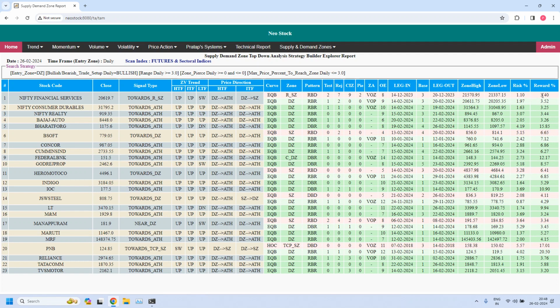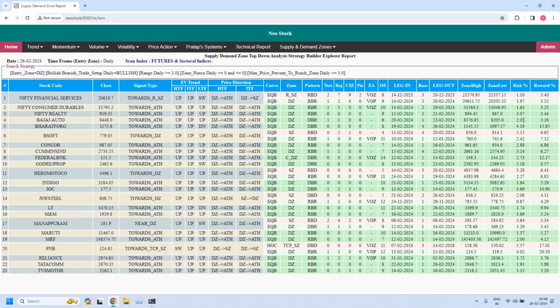All these have a minimum reward of 3%. Maximum is even more, even 9%, 20%, there are some stocks. But if you see the risk reward, sometimes you may feel like your RR is very small. Remember, here the risk I calculated from wick to wick. That is type 1, proximal line to distal line. Obviously the risk will be high.